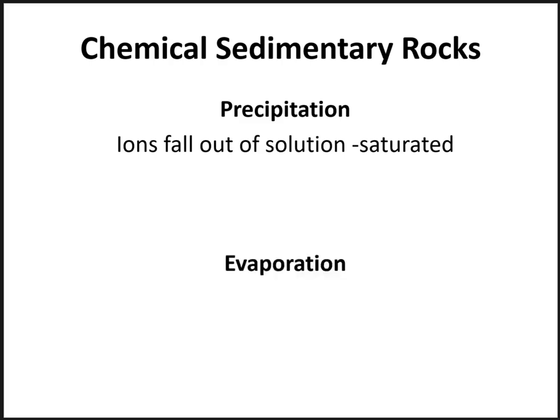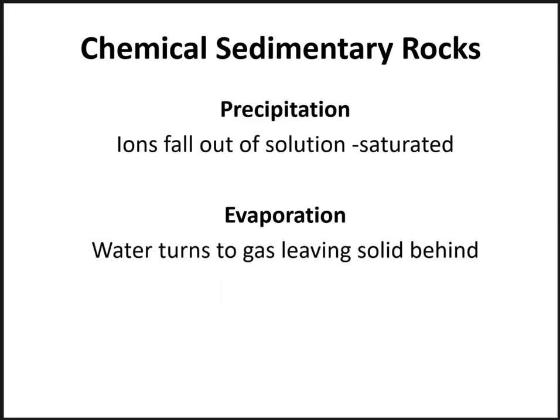The second type of process is what is called evaporation. And water is a very good dissolver of substances. So what tends to happen is water has dissolved substances in it, and water will evaporate off, and the substance that was dissolved in the water does not turn into a gas and remains. So that is what evaporation is, and the substance dissolved in the water is left behind. So the product that's left behind is called an evaporite.